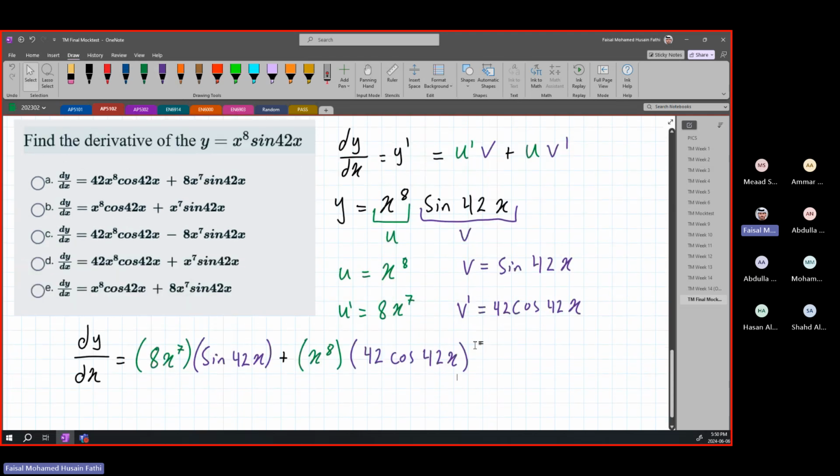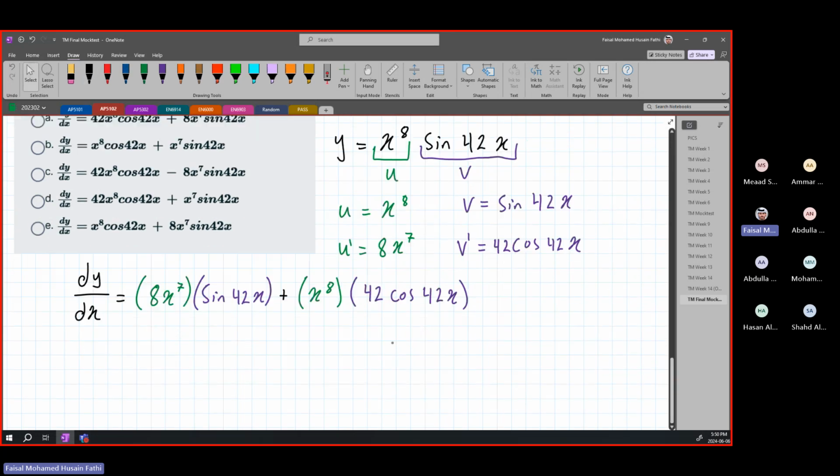This is it. You can just simplify this if you like. Remember, this is multiplication for all of them. What does this mean? The 8x power 7 sine 42x is fine. Here you have x power 8 times 42. You can put the 42 before it. So this will look like this.